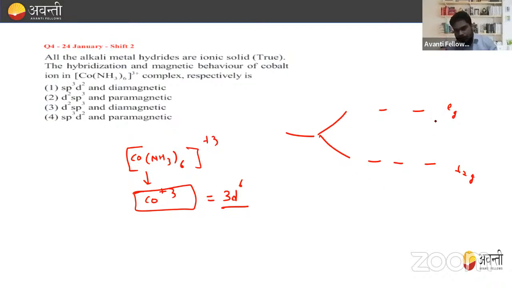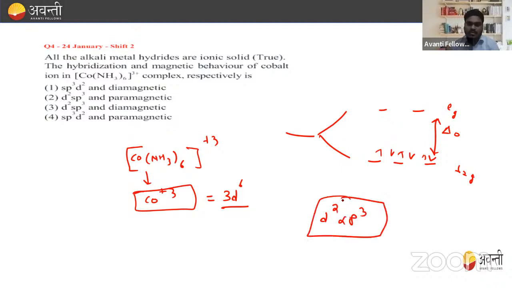So in the case of a strong ligand, the splitting is much more. How will you write the 3d6? 1 electron, 2 electrons, 3, 4, 5, 6 electrons. So the d orbitals remain vacant, and the hybridization becomes d2sp3. We already discussed that with a strong ligand, the hybridization is always d2sp3.